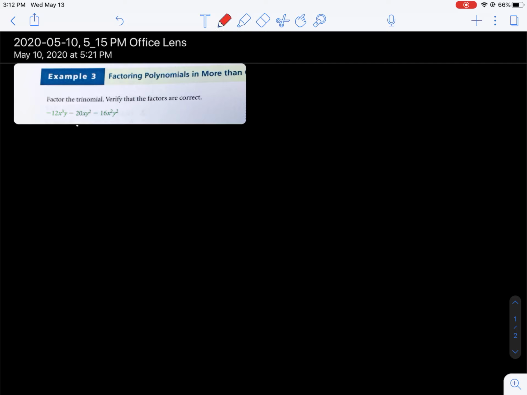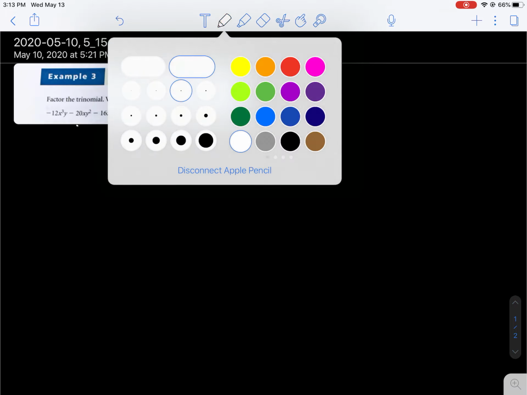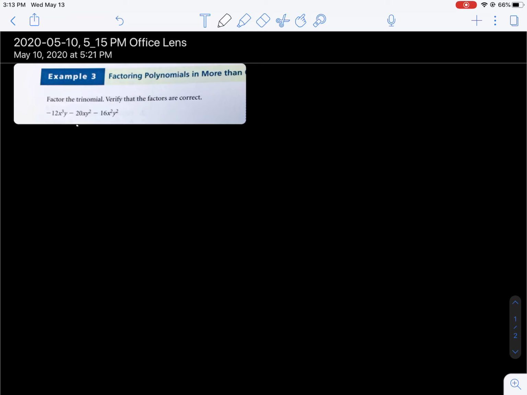So today we'll factor, let me erase that first. I change the color to white. So today we'll learn how to factor a trinomial. We'll use prime factorization to factor this trinomial.